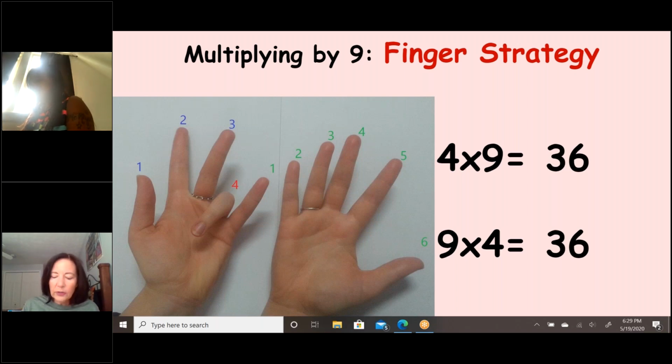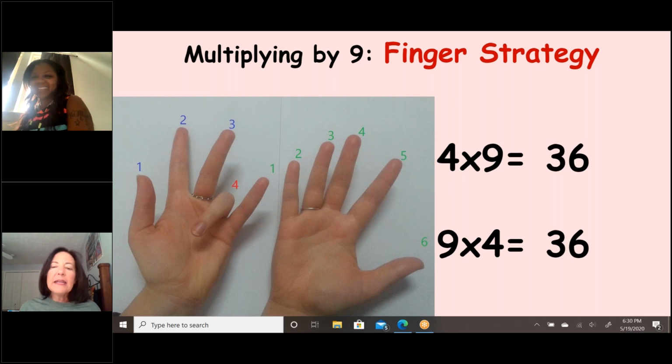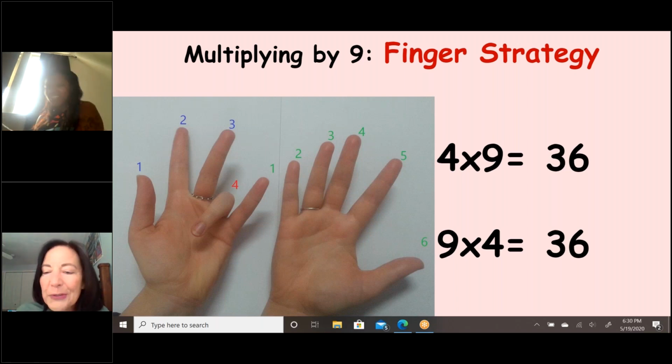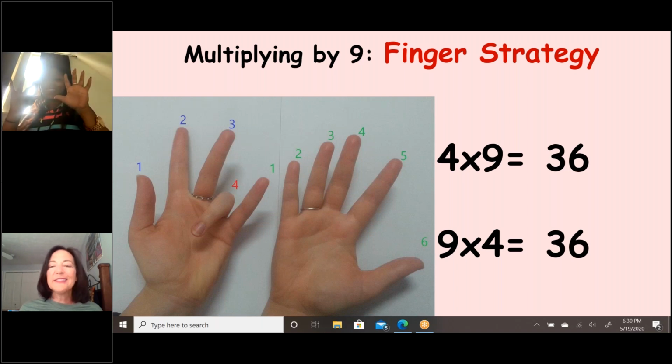Okay, so now your folded down finger. 54. You're awesome. That's it. Let's try 9 times 9. I know the answer. Well, don't do it from what you know. Fold down those fingers. Okay, you said 9 times 9, right? 81. You're awesome. That's it.